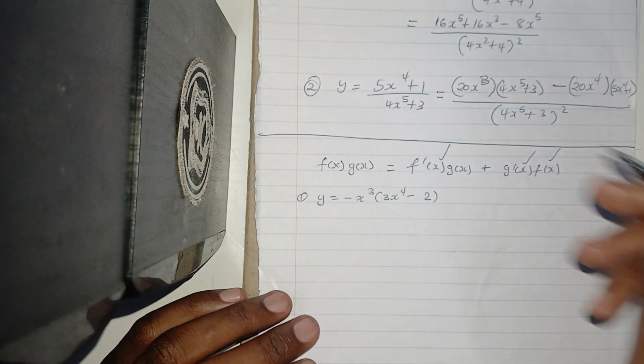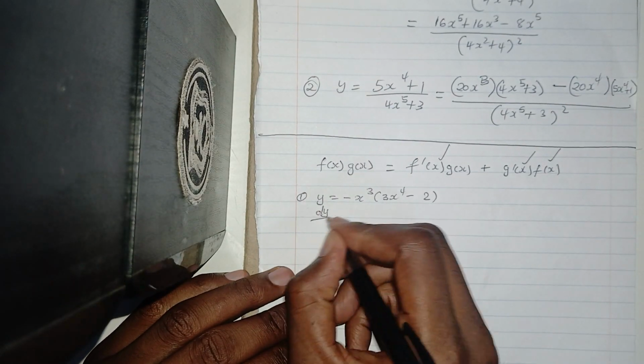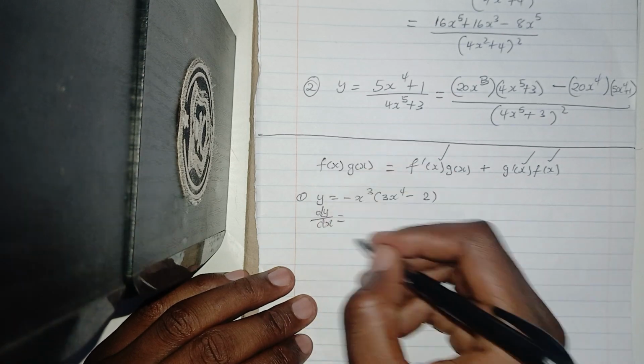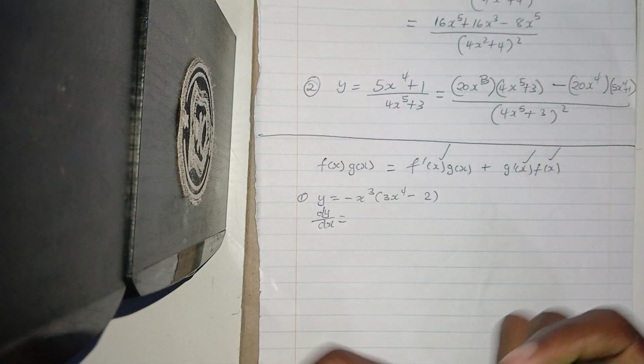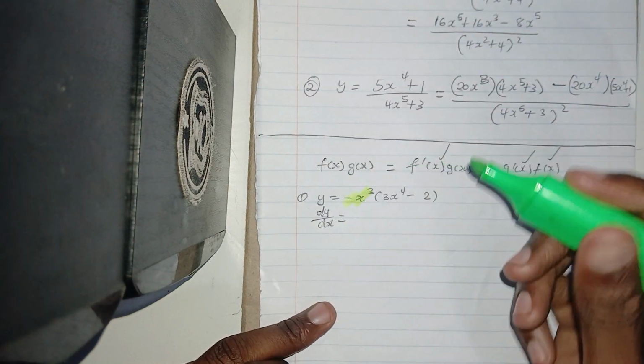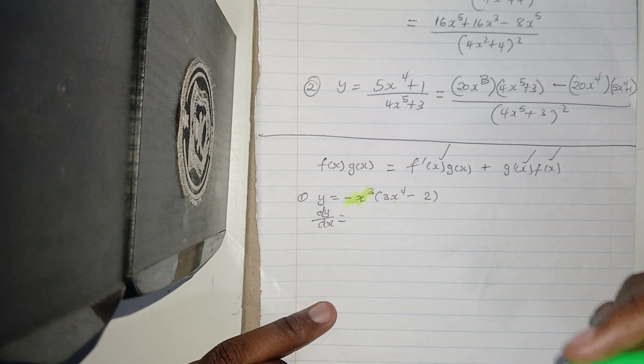So now, how do we derive this? First thing first, dy over dx is equal to, we have to derive the first one. The first one is actually this. We are not going to distribute this. We are not going to say this multiplied by this, this multiplied by this. That one is old-fashioned. It's mostly high school work.